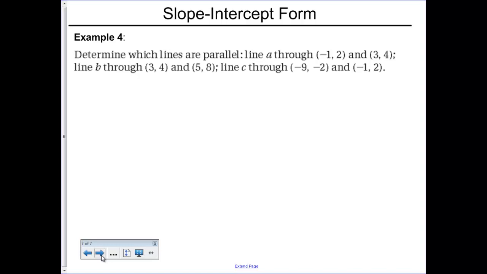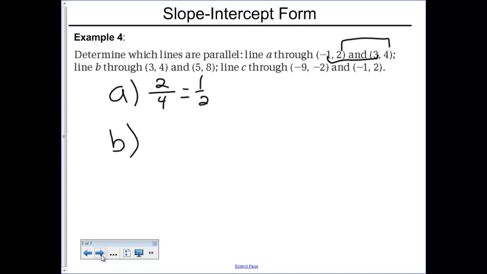Example 4, determine which lines are parallel, A, B, or C. Again, we're going to calculate the slopes. So A has a rise of 4 minus 2, which is 2, over a run of 3 minus -1, which is 4. We can call that 1/2. B has a rise of 4 and a run of 2, which is 2, or 2 over 1 if you want to call it that.